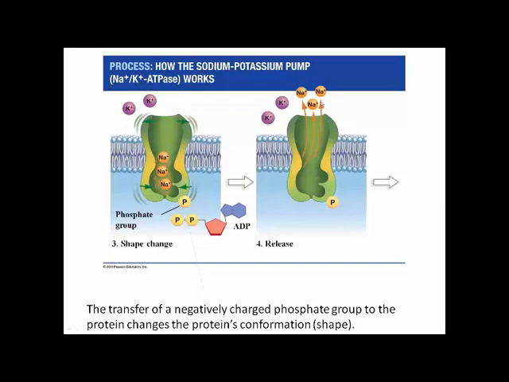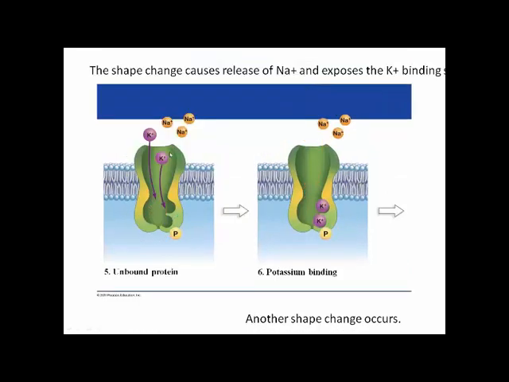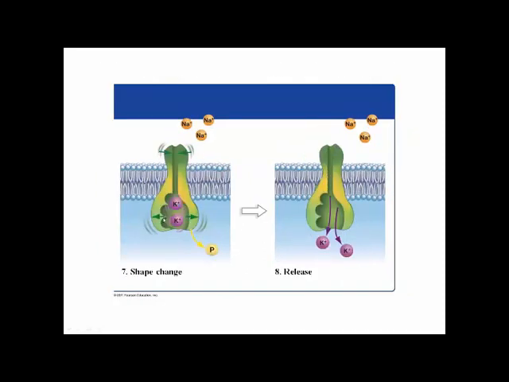Sodium is released outside of the cell, and now we've moved sodium up the concentration gradient. When this release site is open, that reveals binding sites for potassium, and potassium binds. Potassium binding causes the release of the phosphate group. We get another shape change, and potassium is released inside of the cell. And now we've moved potassium against the concentration gradient. There are cellular processes that require a high concentration of different ions on either side of the membrane. And this is just a really classic example of active transport.